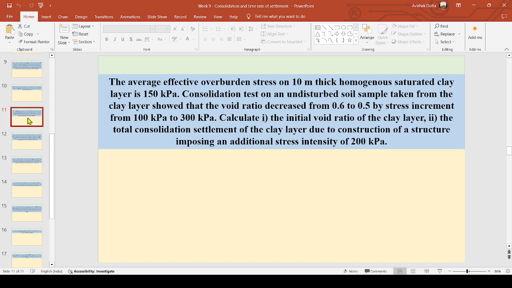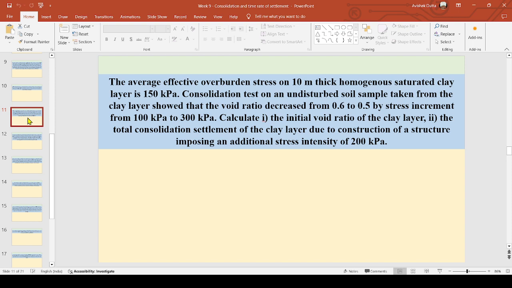The average effective overburden stress on 10-meter thick homogeneous saturated clay layer is 150 kilopascal. Consolidation test on an undisturbed soil sample taken from the clay layer showed that the void ratio decreased from 0.6 to 0.5 by stress increment from 100 to 300 kilopascal. That is, for 200 kilopascal increment, that void ratio decreased from 0.6 to 0.5. To find out the initial void ratio of the clay layer, the total consolidation settlement of the clay layer due to construction of a structure imposing an additional stress intensity of 200 kilopascal.